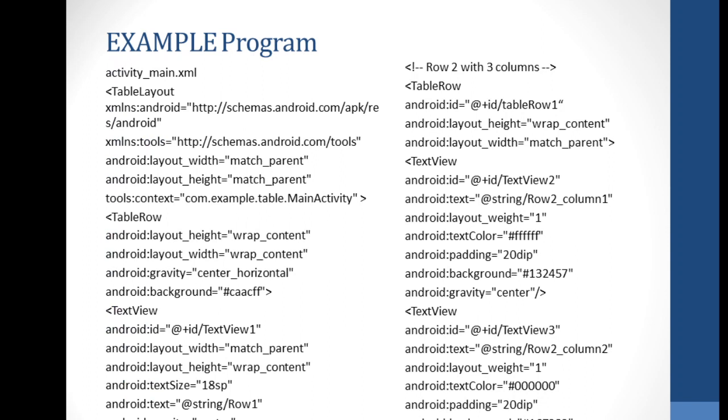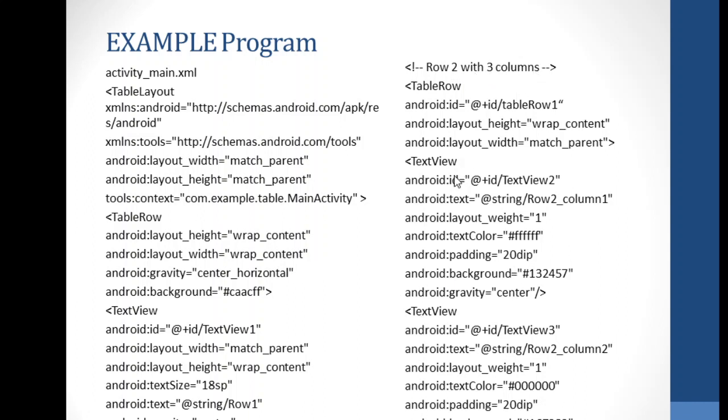This is the example program for the table layout. I have created the table layout over here. I have given the XML schema and tools over here, and I have given the height and width of the content, and I have created the table row. The first row should be a single row, single column, so I have placed only one text view over here. Next, I have placed the second row with three columns.